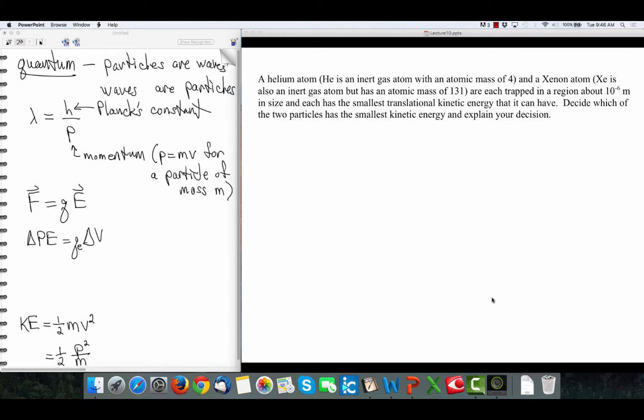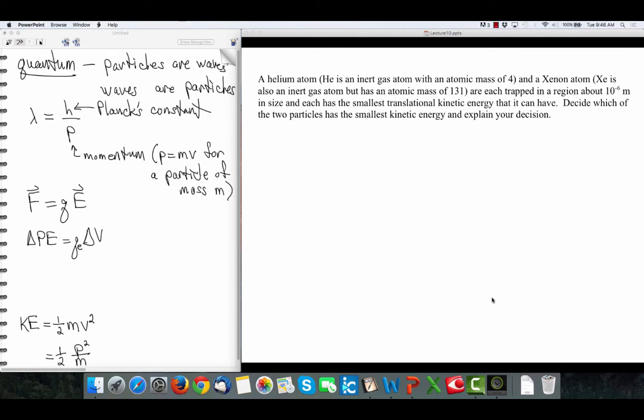Helium atom, xenon atom are each trapped in a region of about 10 to the minus 6 meters in size. That's about a micron. Each has the smallest translational kinetic energy that it can have. Decide which of the two particles has the smallest kinetic energy, and then explain your decision. So these ideas come into play somehow.